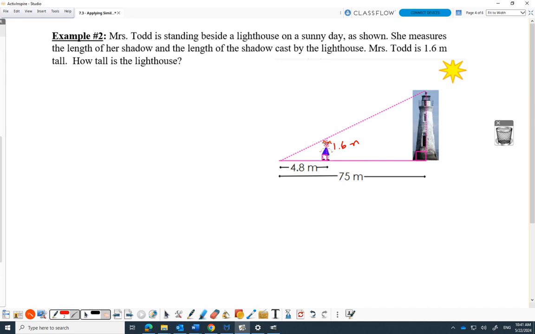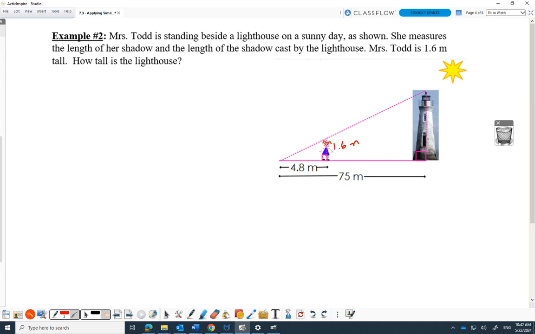But notice what she's created here. She's created similar triangles. Can I convince you they're similar? She's standing straight up because she's got incredible posture, folks. The lighthouse is standing straight up because they build them to stand straight up, usually. The light beams coming in are hitting the ground at the same angle. Whether you're going off the lighthouse or off Mrs. Todd, the light beams are hitting at the same angle. So they must be similar triangles.